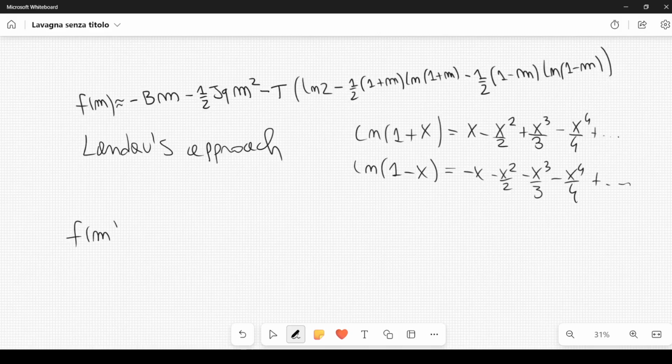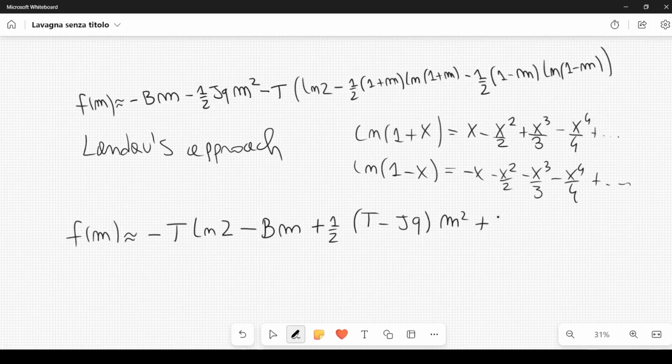And if you replace these expressions there, it is just algebra, what you find is that f of m can be written like this: minus t natural log of 2 minus b times m plus 1/2 t minus j times q m squared. Then the subsequent term is 1 over 12 t m to the 4th plus higher order terms.